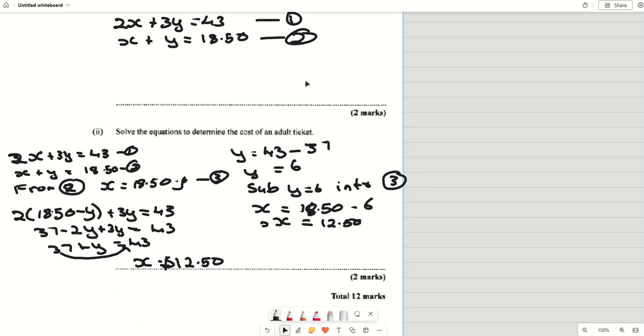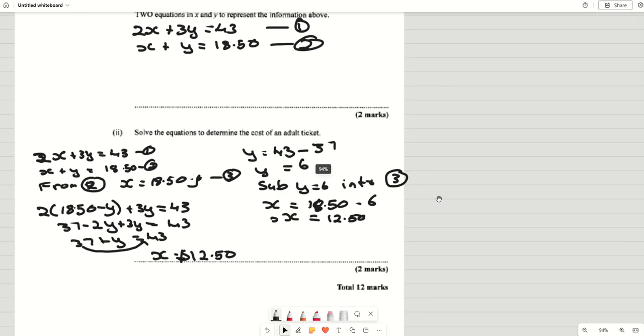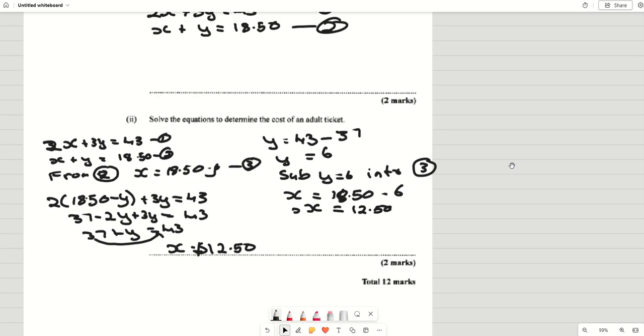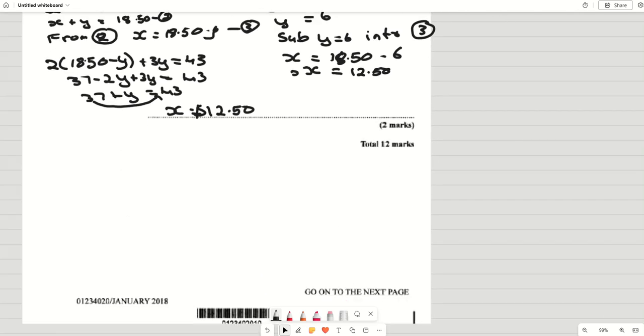Right? And if they ask you for what was the cost of a child ticket, that was $6. Right? And that is how you would do this question, right? And that is the end of January 2018.